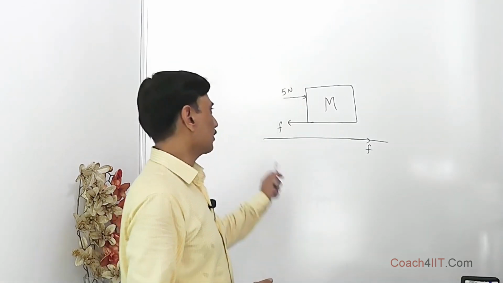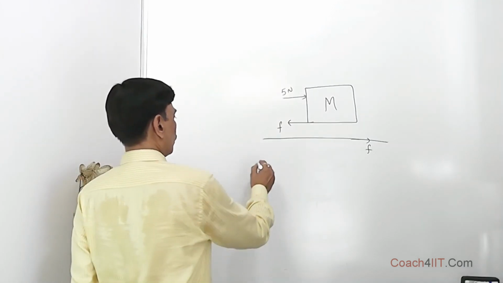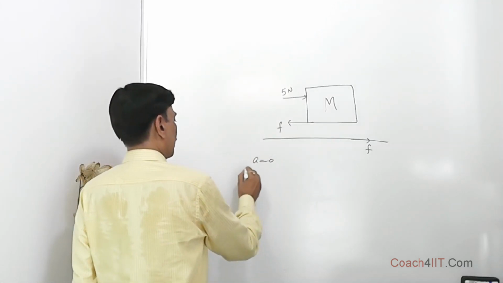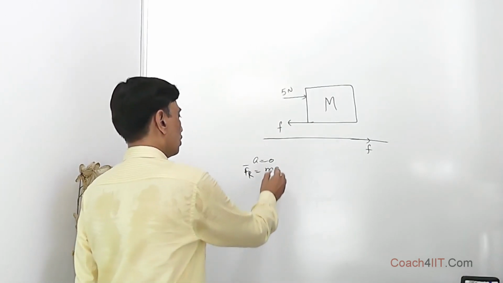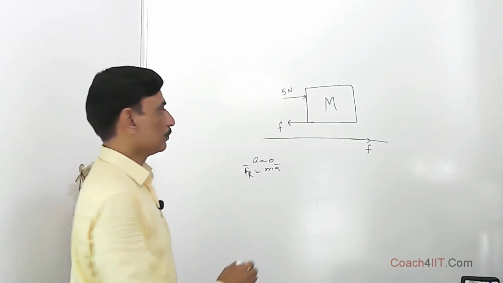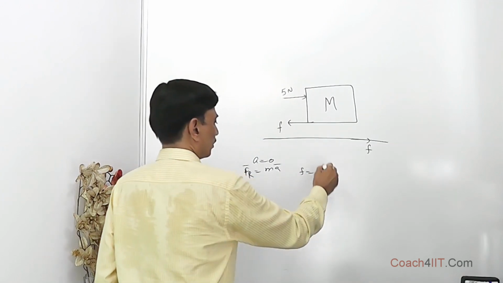Over here in this case, first we apply 5 Newton, and this block doesn't move. When it doesn't move, it means acceleration is equal to 0. If the acceleration is equal to 0, it means the resultant force has to be equal to 0. When the resultant force is equal to 0, it means this F should be equal to 5 Newton.